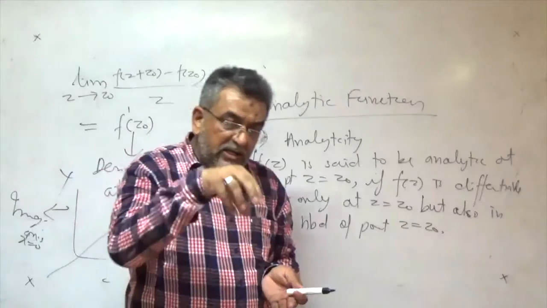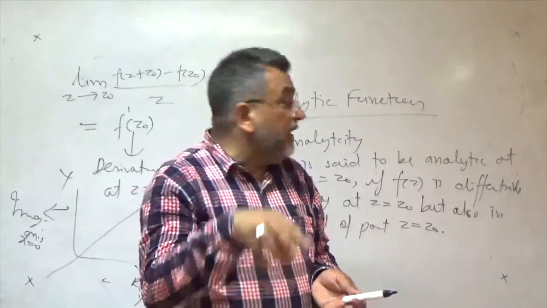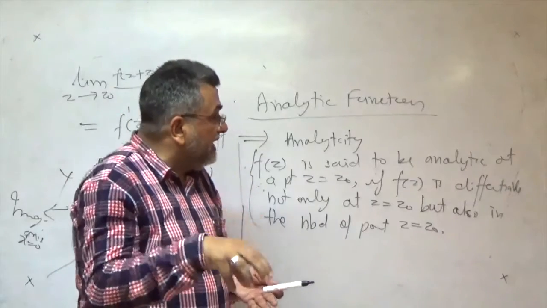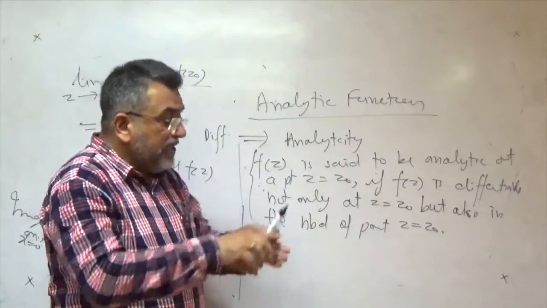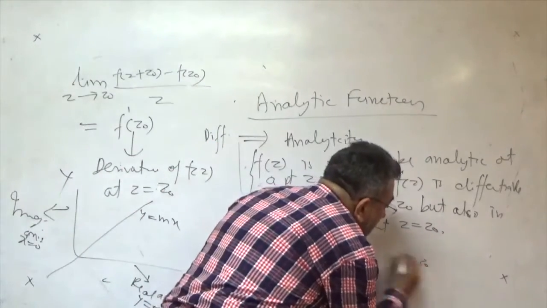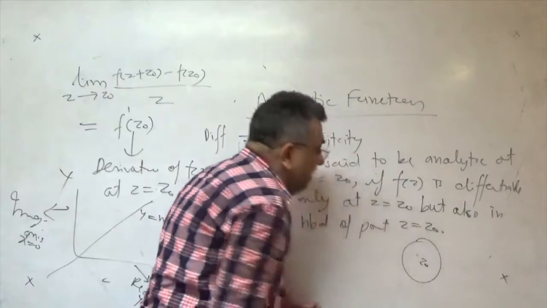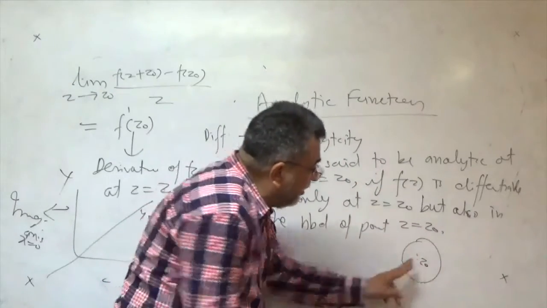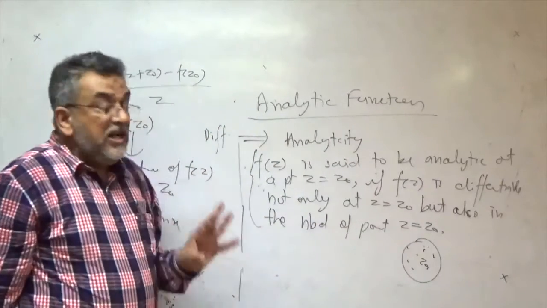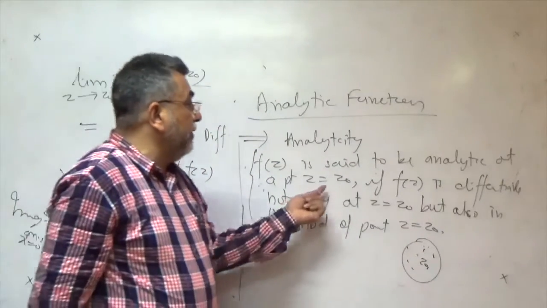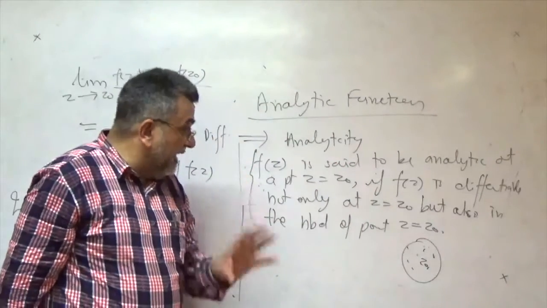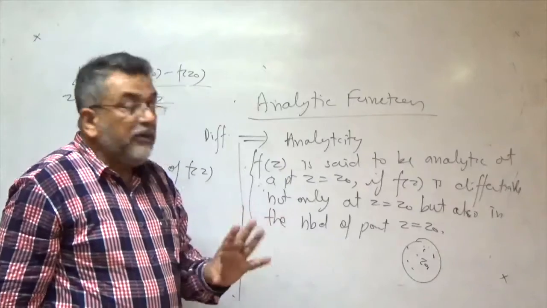This is the basic difference between a differentiable function and an analytic function. Differentiable function means the derivative exists only at that point. But for an analytic function, the function is differentiable at that point as well as in the neighborhood of that point. If we take this point z naught, this is the neighborhood, you know that. So now the function is differentiable at point z naught and also in some neighborhood, then we say that the function is analytic at a point z equal to z naught. This is the definition of analyticity at a particular point.